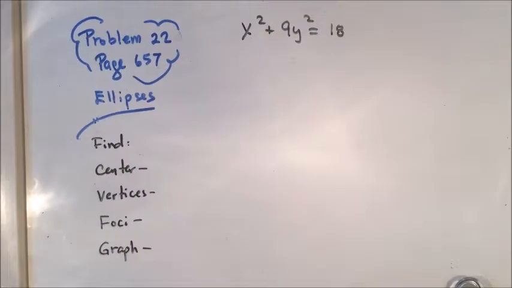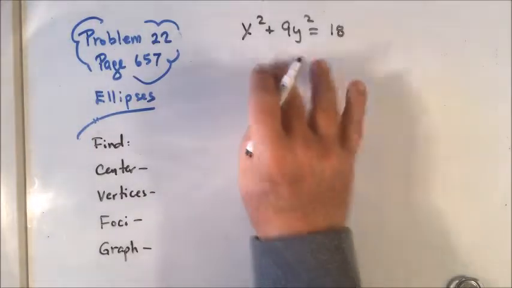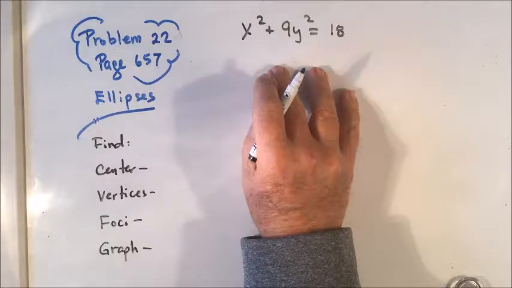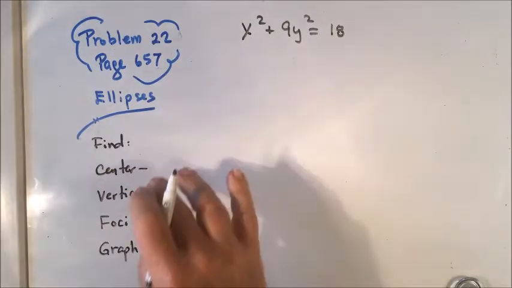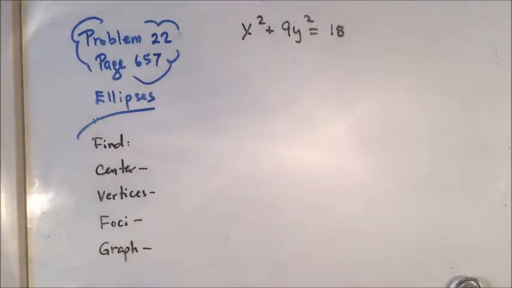Okay, we are now starting into homework set 43. This is problem 22 on page 657. You have sister problems 17 and 24. In this case, you're given an equation. It is the equation of an ellipse. You're asked to find its center, vertices, foci, and to graph the darn thing.